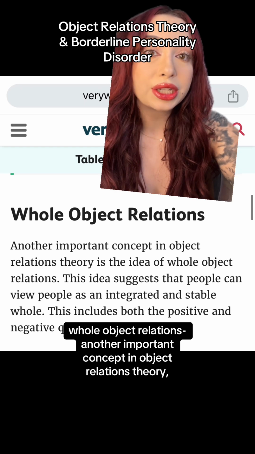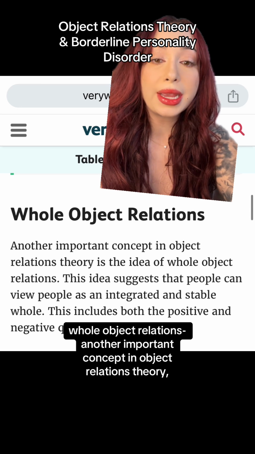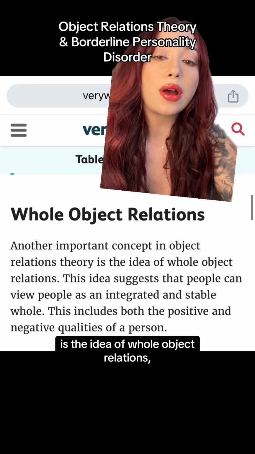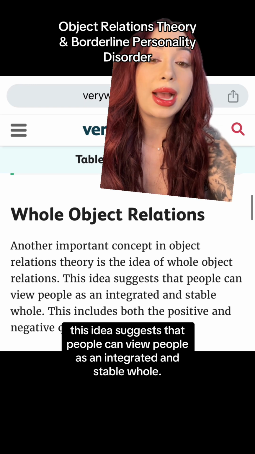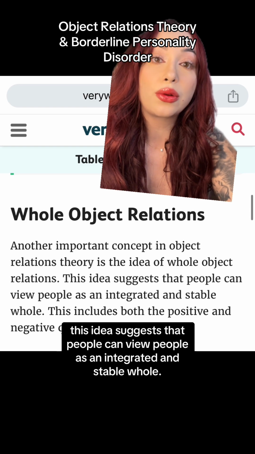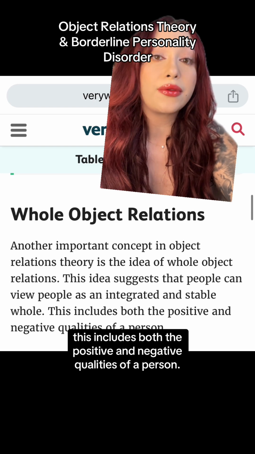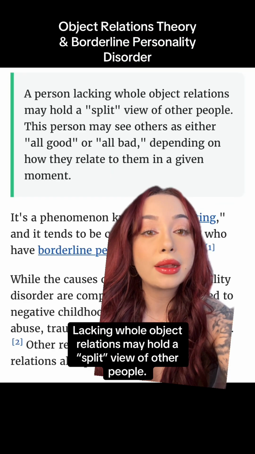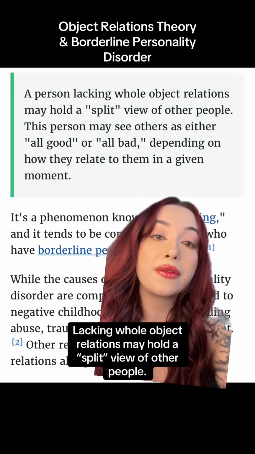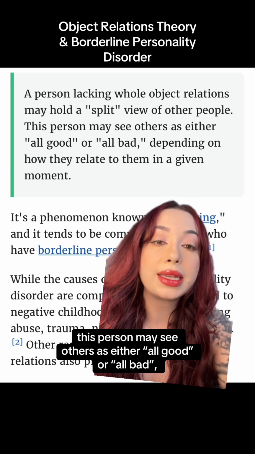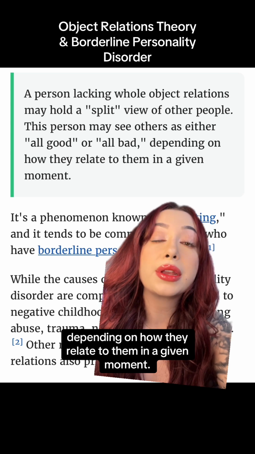Whole object relations. Another important concept in object relations theory is the idea of whole object relations. This idea suggests that people can view people as an integrated and stable whole. This includes both the positive and negative qualities of a person. And a person lacking whole object relations may hold a split view of other people. This person may see others as either all good or all bad, depending on how they relate to them in a given moment.